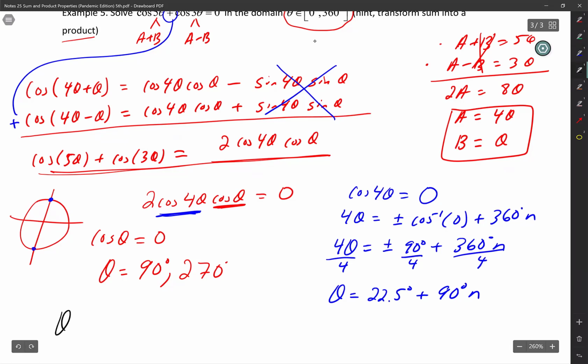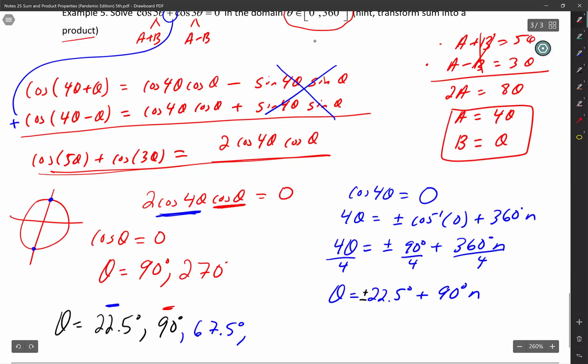Here they are. Theta equals, put a plus minus in the front of that, the first one, 22.5 degrees. The second one is 90 degrees. So let me color code where they come from. This one's coming from blue. This one's coming from red. And then the next one comes from the blue one. Negative 22.5 plus 90, so 90 minus 22.5 is 67.5.